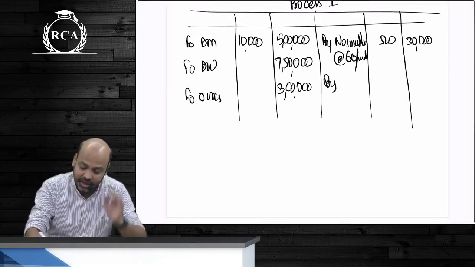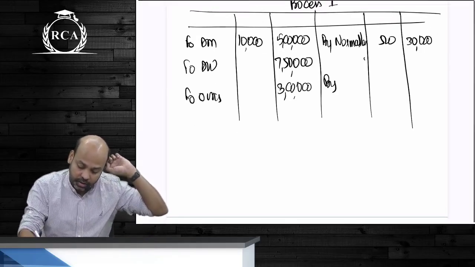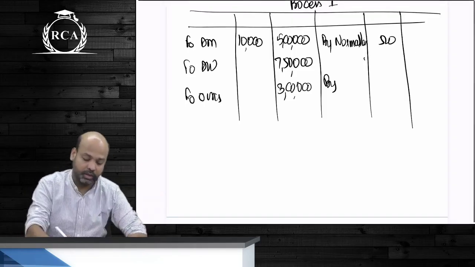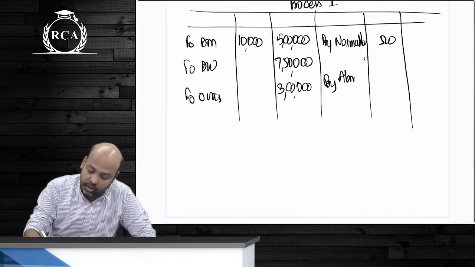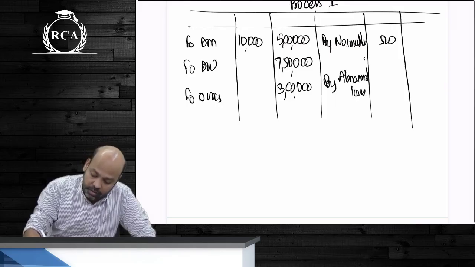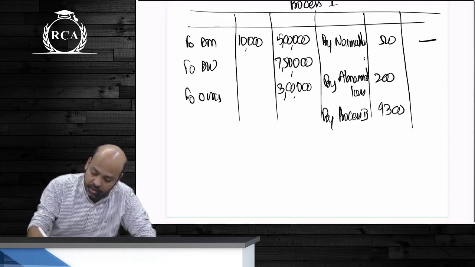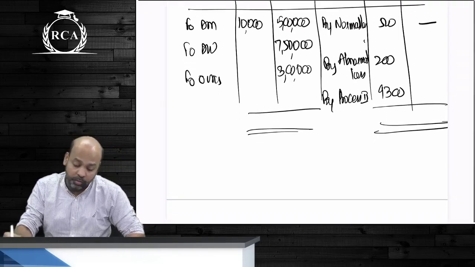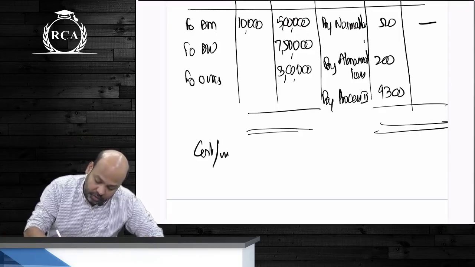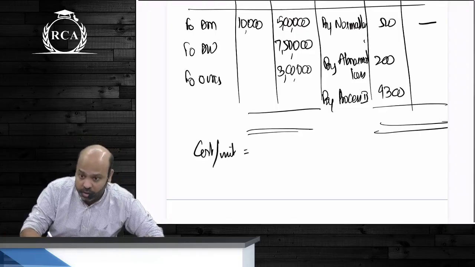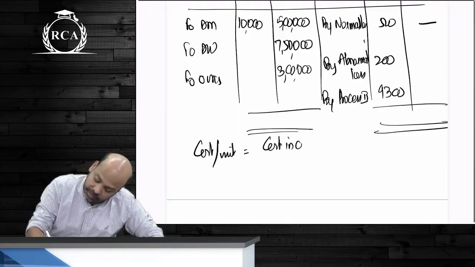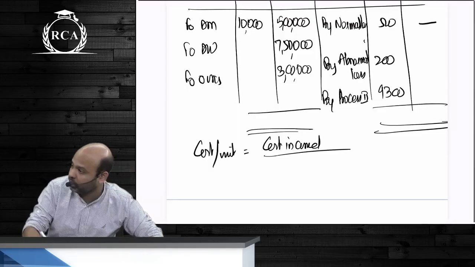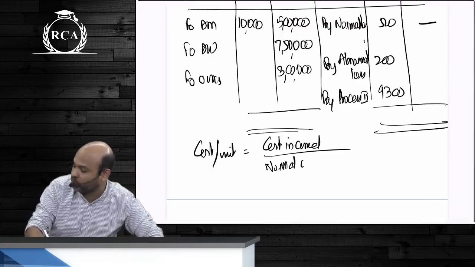Now guys, that normal loss will not have any scrap value. There is an abnormal loss guys of how many units? 200 units. And there is an amount of inventory that will get transferred to the next process at 9,300 units. Alright guys, when you compute your cost per unit, it is always and always based on normal output only. So you will take cost incurred minus scrap value 0 divided by the amount of normal output.